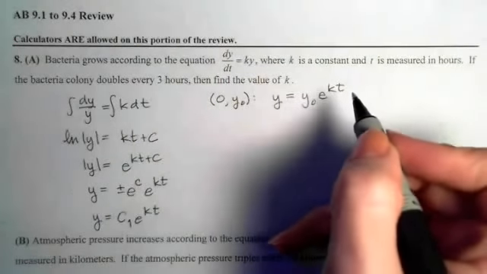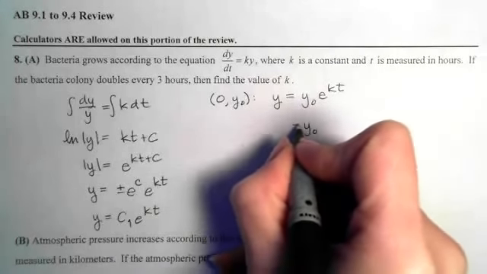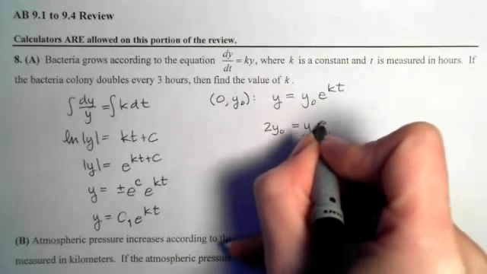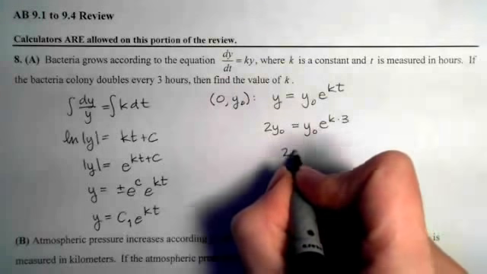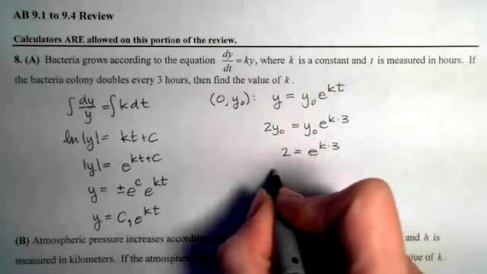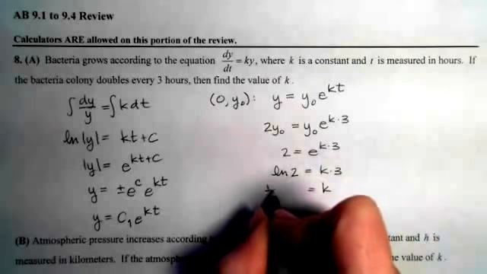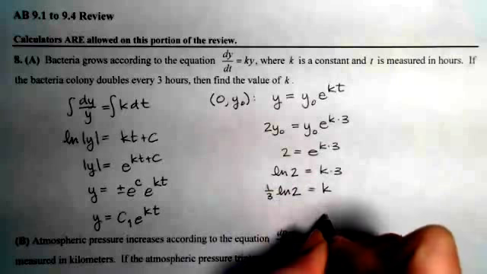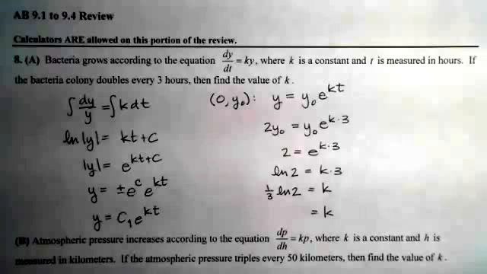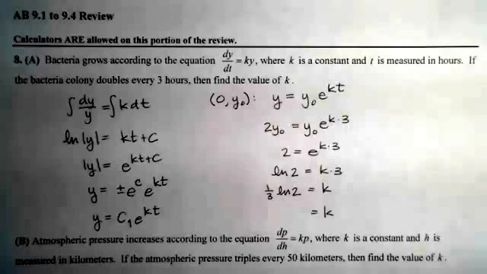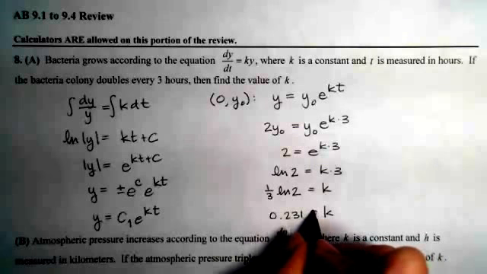So here's our solution, and we were told that the bacteria colony doubles every 3 hours. So whatever I start with is going to be doubled after 3 hours, and my goal is to find k. So I would divide by y initial, and then I would log both sides, and then I would divide by 3. And I don't know if I give you that or if I give you the decimal. I think I give you the decimal. So let's do 1/3 times the natural log of 2, diamond enter, we get 0.231.